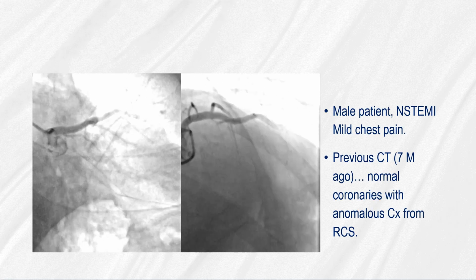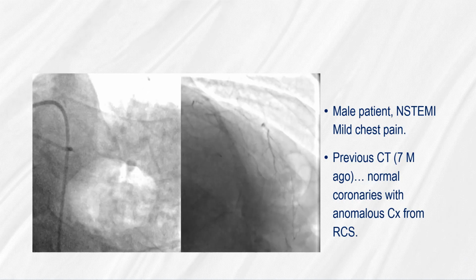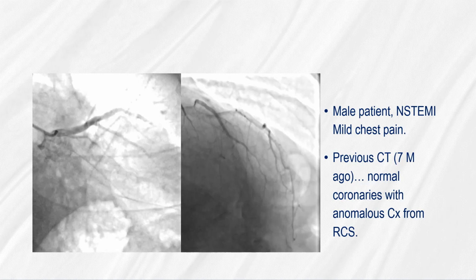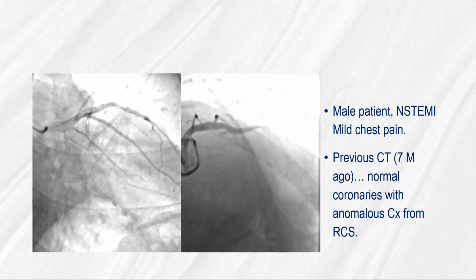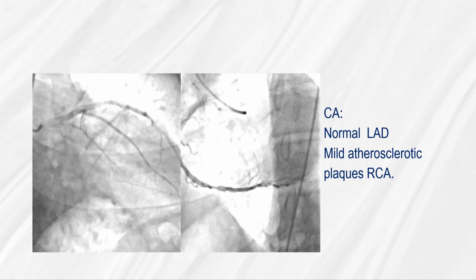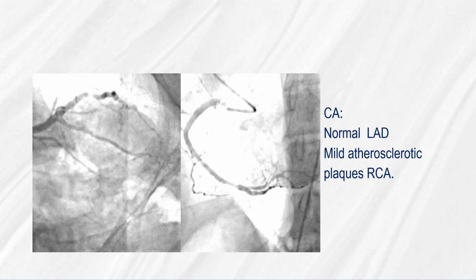Male patient, non-ST elevation myocardial infarction with mild chest pain. Previous CT 7 months ago showed normal coronaries with anomalous CX from the right coronary sinus. Coronary angiography showed normal LAD and mild atherosclerotic changes in the RCA.